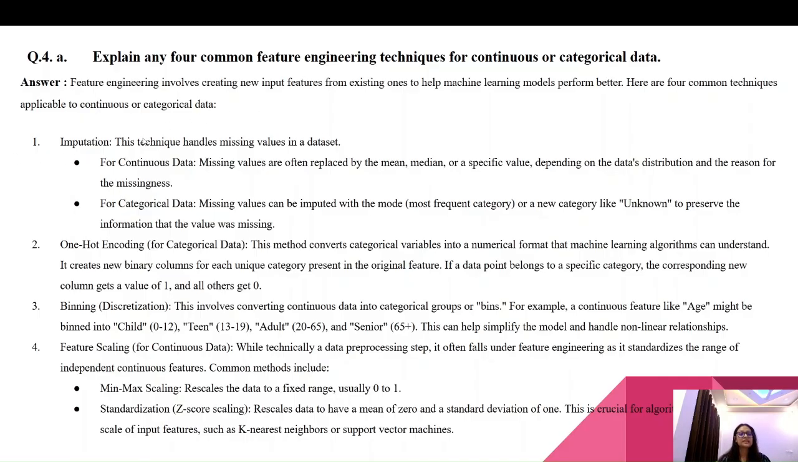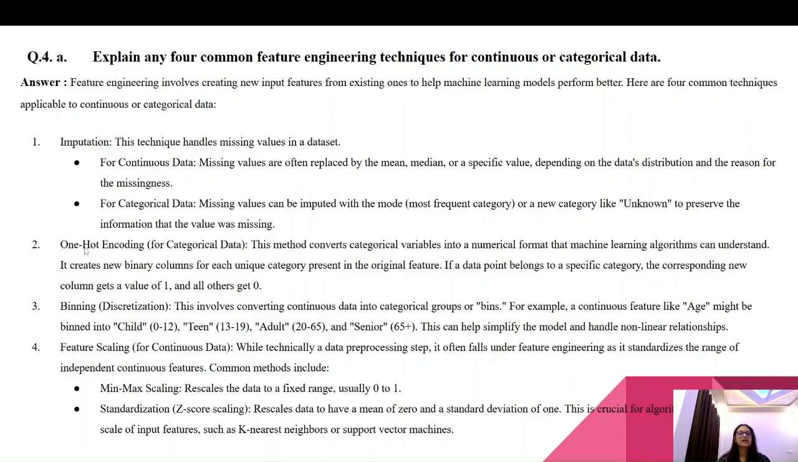First is imputation. This technique handles the missing values in a dataset. For continuous data, missing values are often replaced by the mean, median, or a specific value depending on the data's distribution and the reason for the missingness. For categorical data, missing values can be imputed with the mode, the most frequent category, or a new category like unknown to preserve the information that the value is missing.